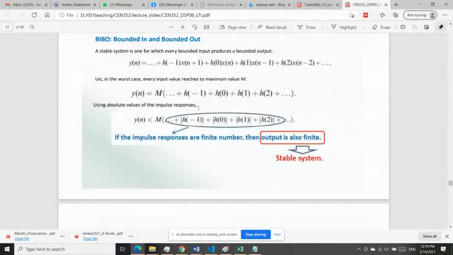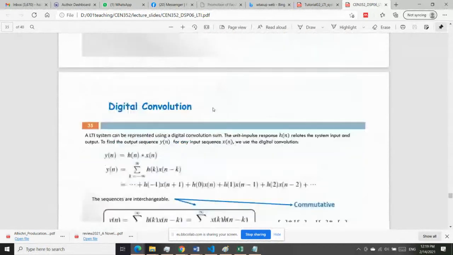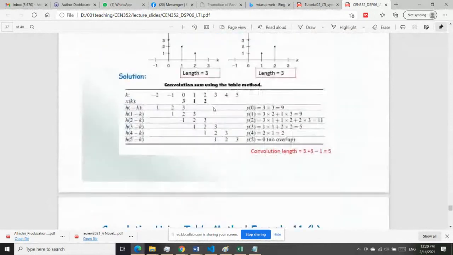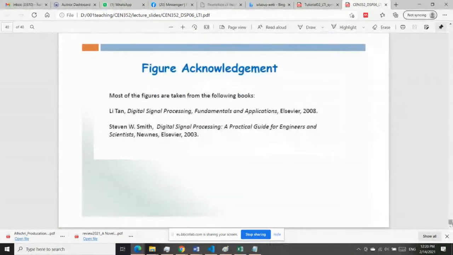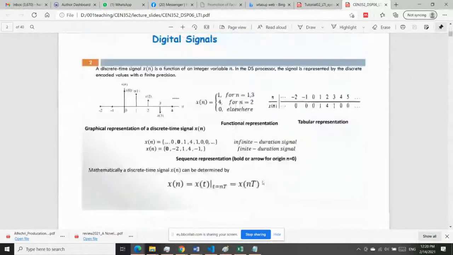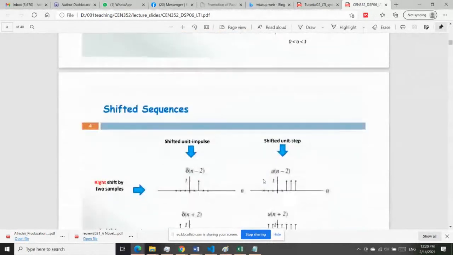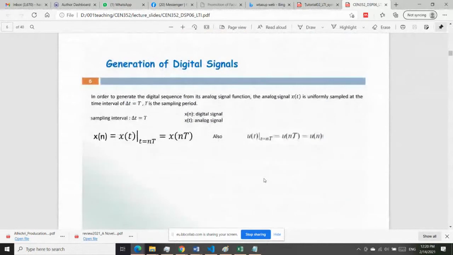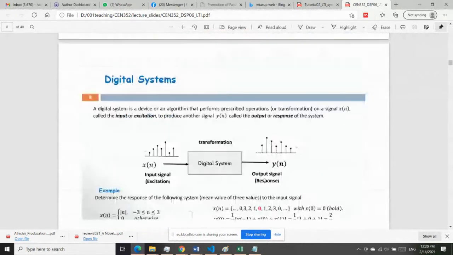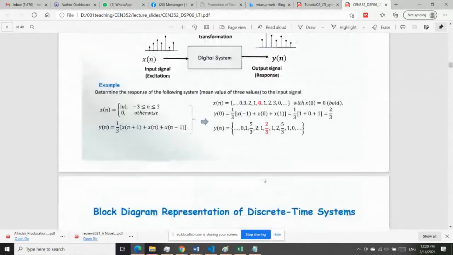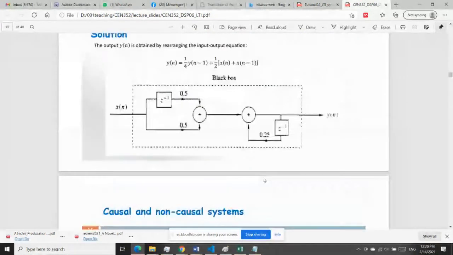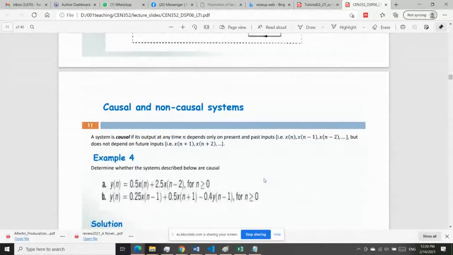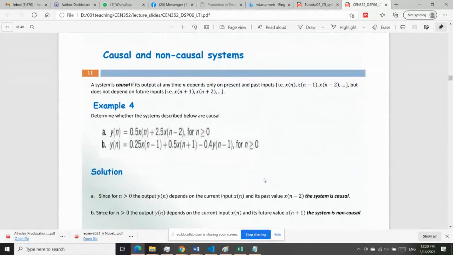This talks about stability. Causality. Where did we study causality? The first time. Does anyone remember causality? Causal, non-causal. A system is causal if its output at any time n depends only on the present and past.